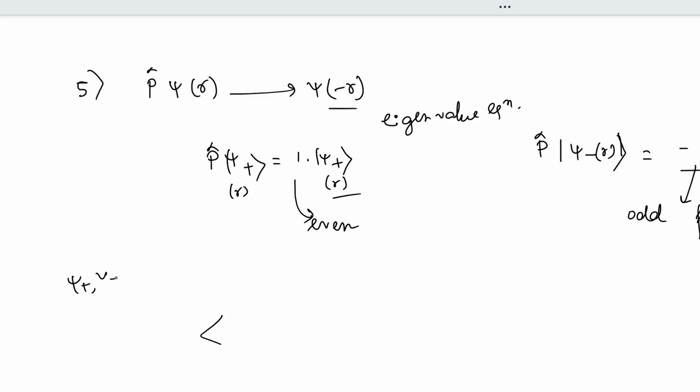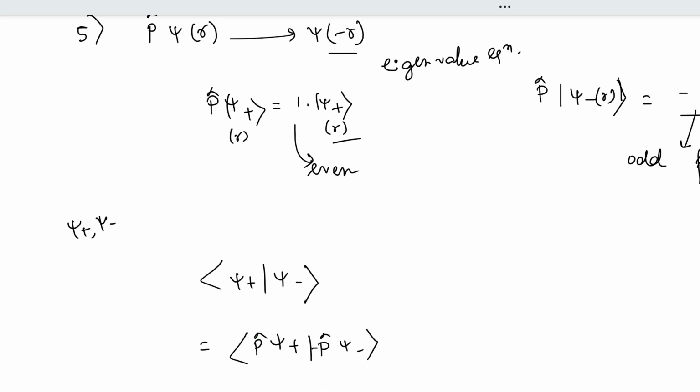Psi plus and psi minus orthogonality you need to check. That means psi plus and psi minus inner product you need to check. So this is the case, right? And now you have psi plus is nothing but your P operating on psi plus, and psi minus is nothing but minus P operating on psi minus.